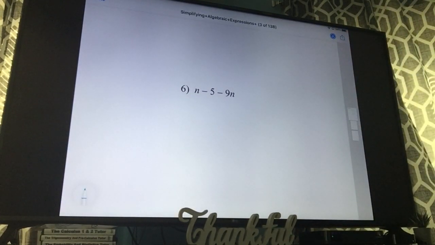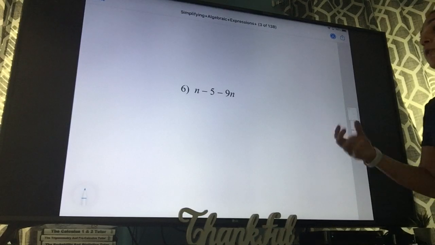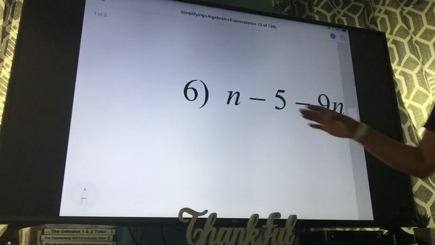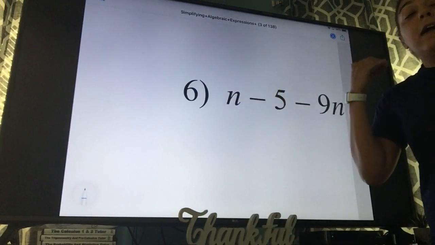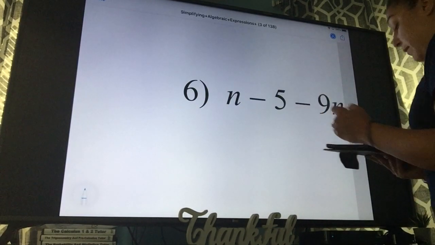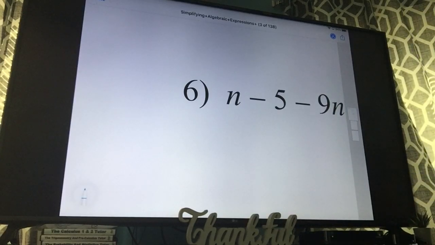So, number 6, here's what I will tell you. People forget to tell you guys this, and it bugs me. If you look at number 6, it says n minus 5 minus 9n. If there is no number in front of something, I would say 90% of the time it is a 1. I don't know why they do that. Why not just put a 1? It's a given in math that it's a 1, so you can actually just write a 1 in there to help yourself out.